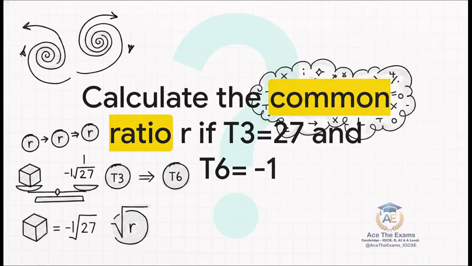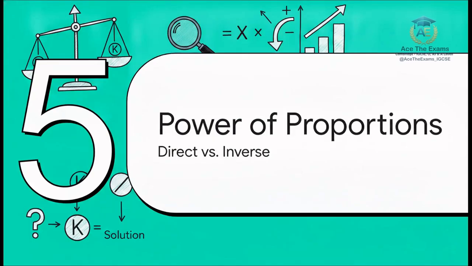Finally, to isolate r, you take the cube root of both sides. The common ratio r is -1/3. Boom, problem solved. Excellent work so far.